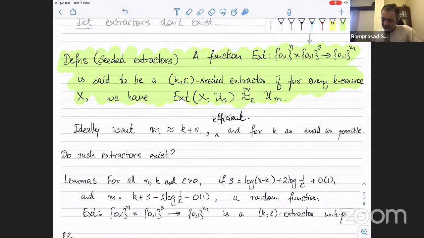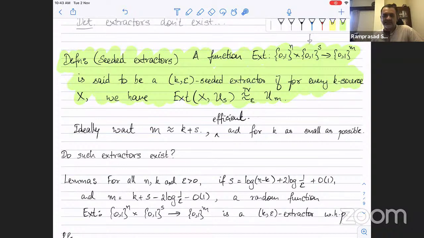It will turn out that if you choose your seed length to be roughly log n plus log 1 over epsilon, which is just some ugly expression, basically order log n plus log 1 over epsilon, then you can extract more or less k plus s bits of randomness. You lose a little bit, but when epsilon is a constant, this little bit is not much. For that particular s and m, a random function from {0,1}^n cross {0,1}^s to {0,1}^m happens to be a (k, epsilon) extractor with very high probability.